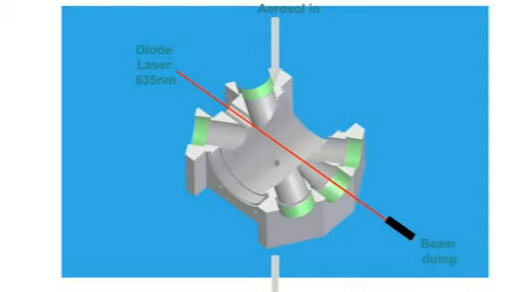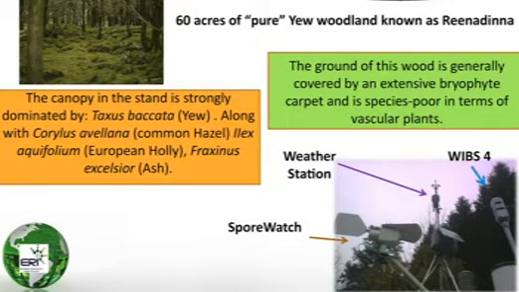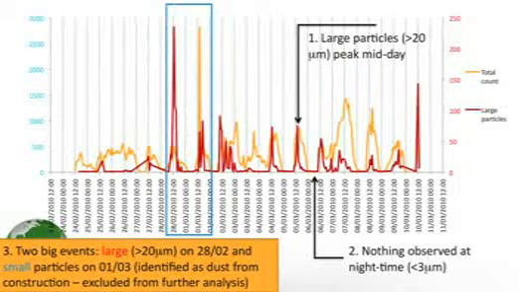We placed this WIBS-4 instrument and spore watch along with a weather station down in Killarney National Park in February and March 2010. And here we show some of the results which we obtained from this campaign. The yellow peaks indicate total particles seen for the days to which we were down for this campaign, and the red peaks show peaks for large fluorescent particles during this campaign.